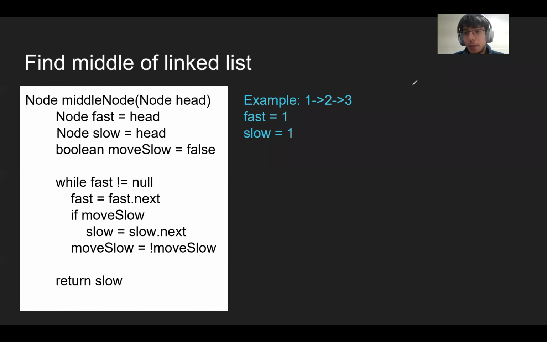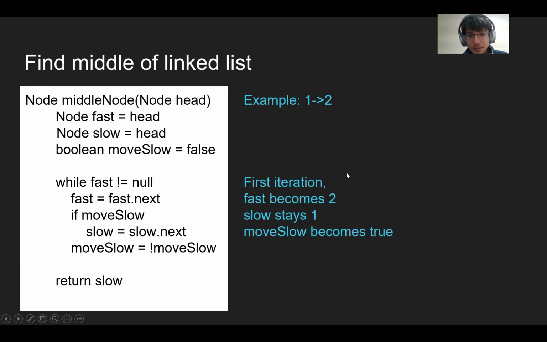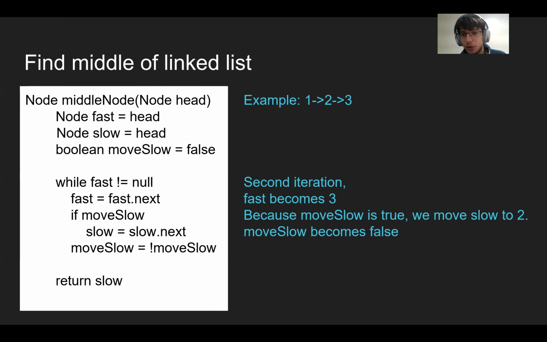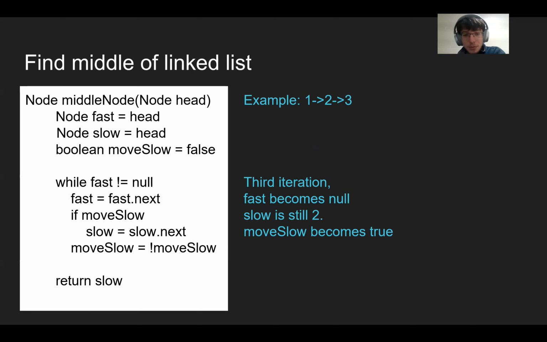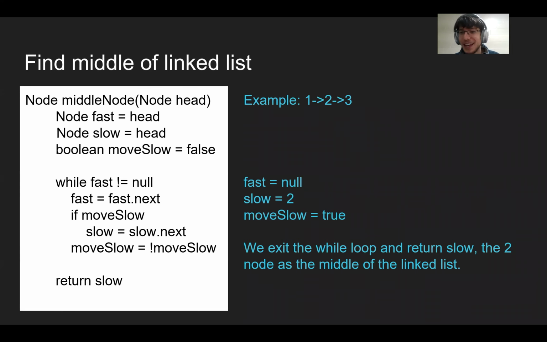That's our middle one. But again, hopefully the intuition is that basically we're just moving slow 1 for every 2 that we move fast. And that's the crux of this, right? Okay, so first iteration, fast becomes 2, slow stays 1, move slow becomes true. Second iteration, fast becomes 3. So then we also move slow to 2. And third iteration, fast becomes null. Slow is still 2 because move slow became false in the last one. Now move slow becomes true, but fast becomes null, so we don't go any further, and we're done.